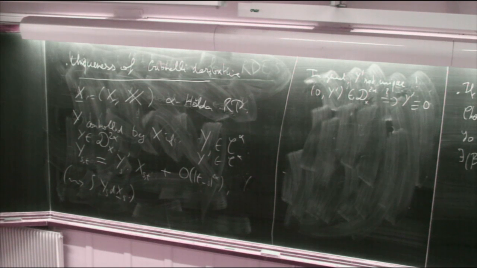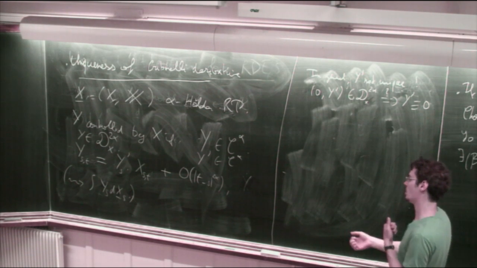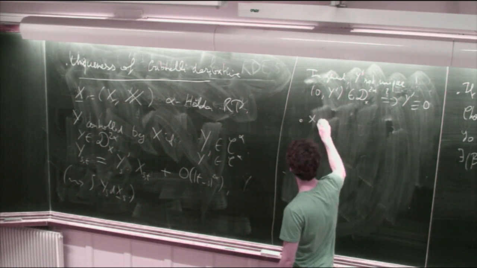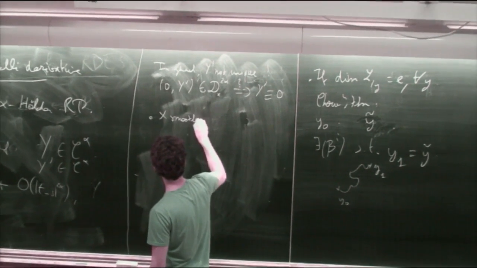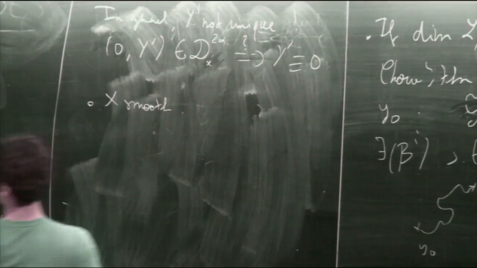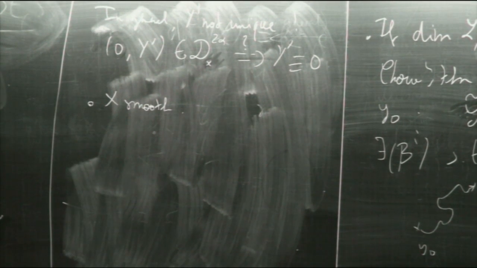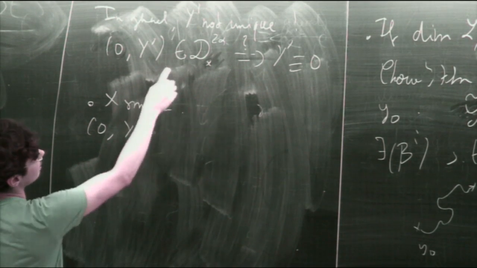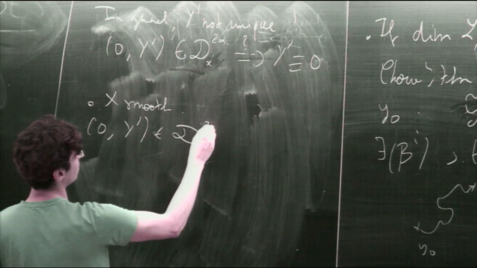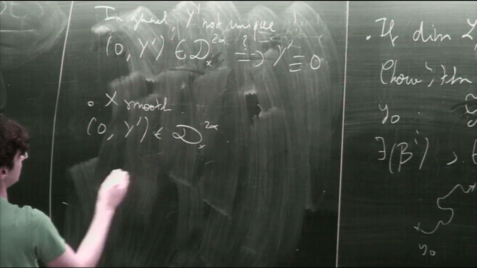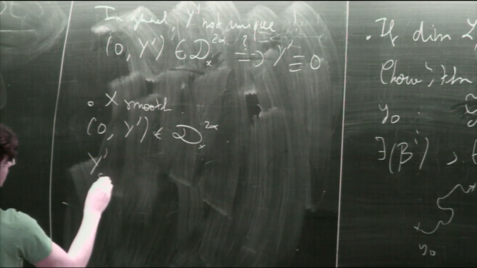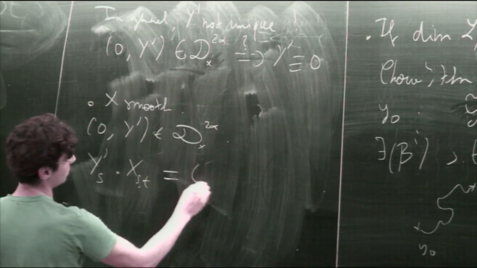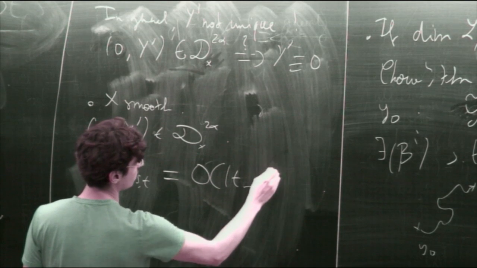And in fact, the smoother x is, the less this is true. So for instance, if you take x smooth, well, what does it mean here? Let's say you take 0 here. You have y prime in D_X^{2 alpha}. That means that y prime_s times x_st is of order 2 alpha at most. Okay?